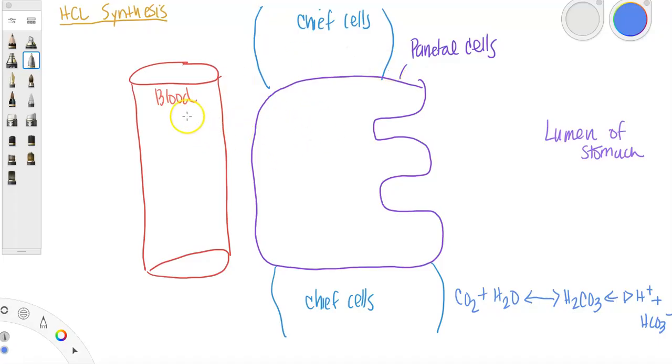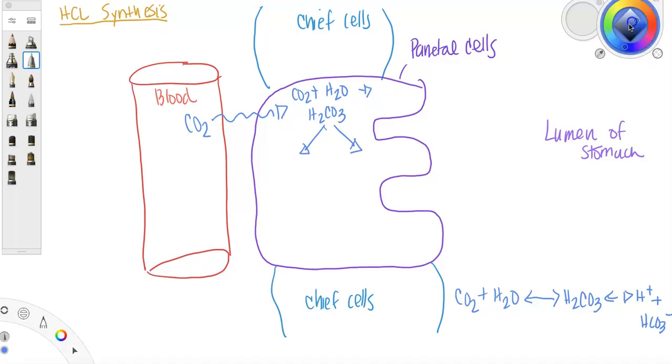All right, so in the blood, you have CO2. And the CO2 comes into the parietal cell. And when it does, the parietal cell will take that CO2 and add water. And we will get carbonic acid. Carbonic acid can be divided into two things.